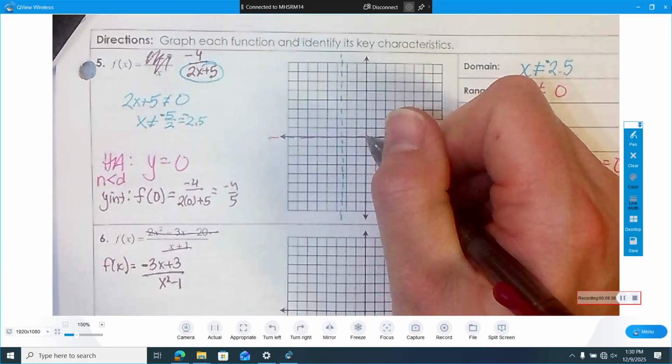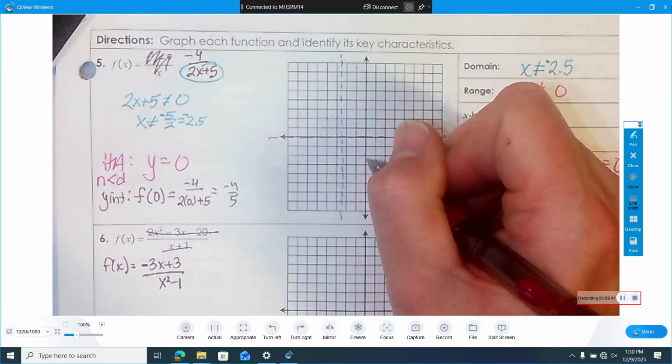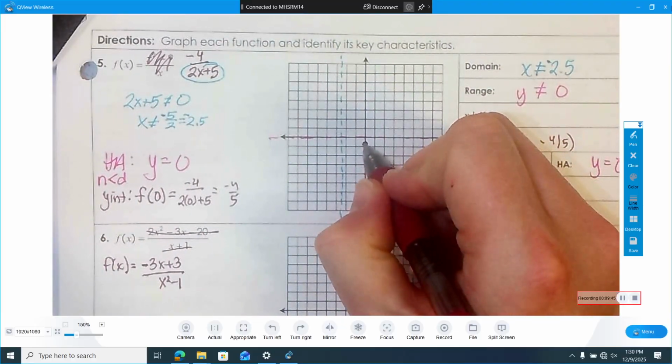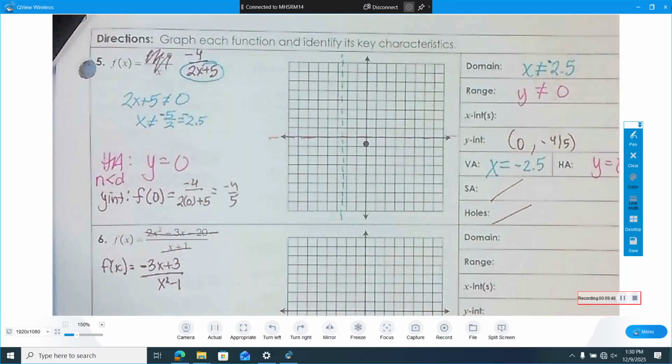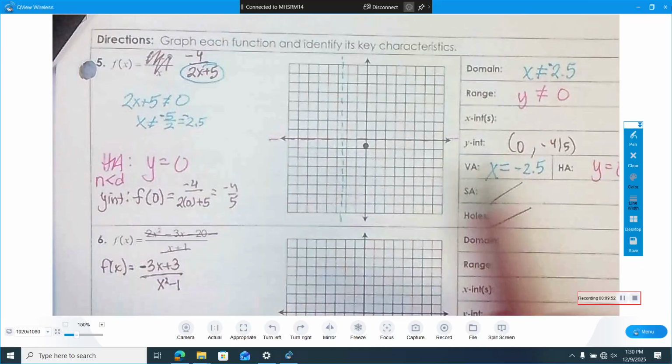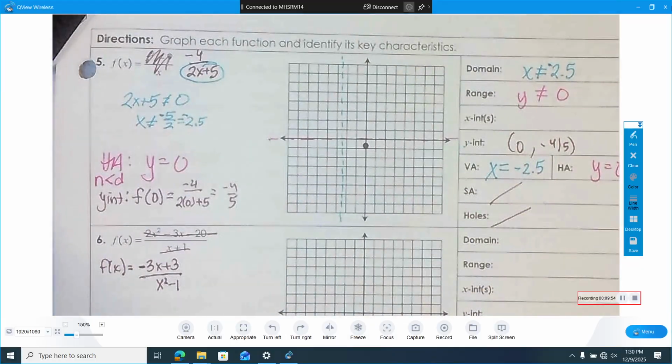Let's see. 0, negative 1, 2, 3. Oh, negative 4/5. That's less than negative 1. So it's right there. There we go. There's our y-intercept. All right. For the y-intercept, we plug in a 0 for x. How do you find the x-intercept?